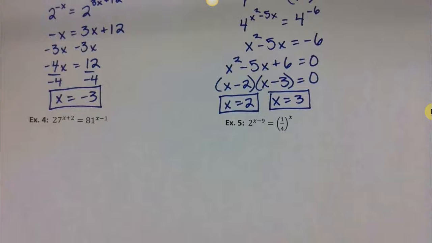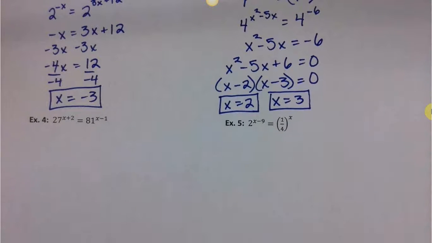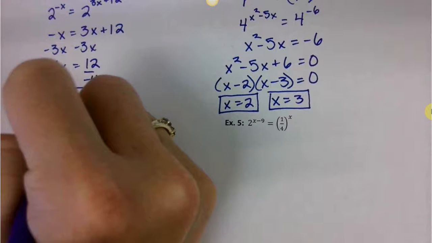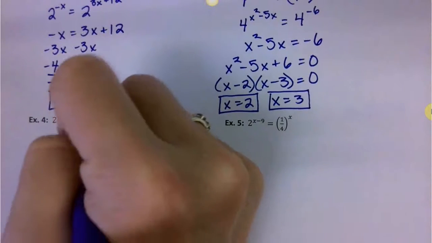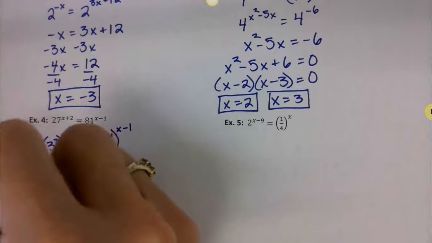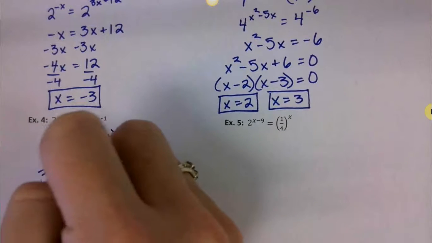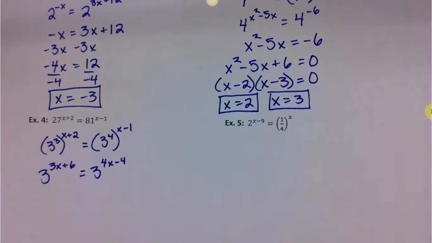For example 4, the thing that we need to recognize here is that both 27 and 81 are powers of 3. 3 is going to be our common base. 27 is the same as 3 cubed, so that's raised to the x plus 2. And 81 is the same as 3 to the 4th, and that's raised to the x minus 1. And then again, I'm going to multiply my exponents so that the left side becomes 3 to the 3x plus 6, and the right side becomes 3 to the 4x minus 4.